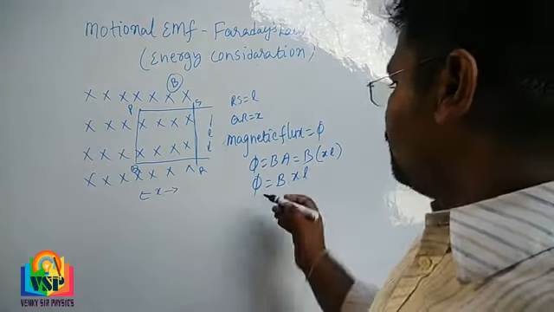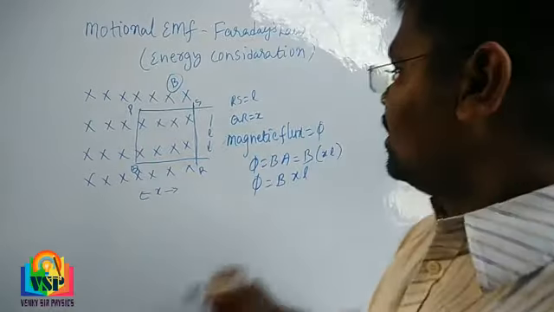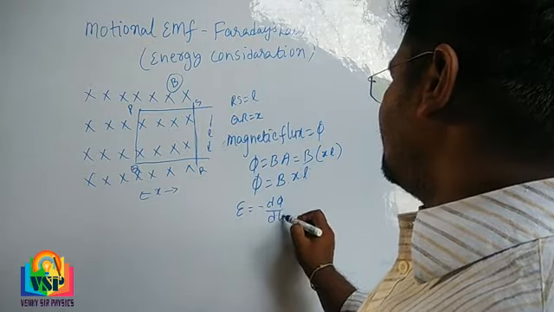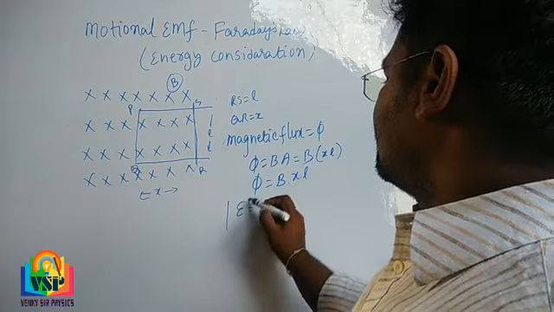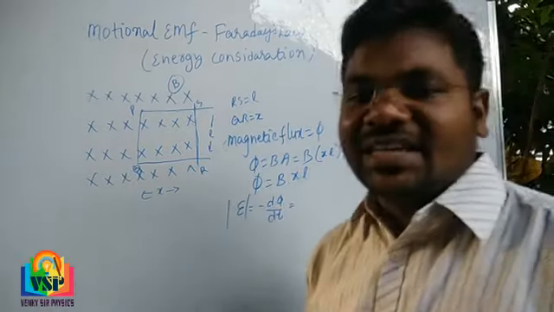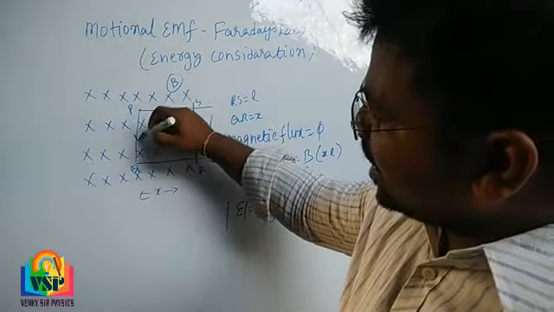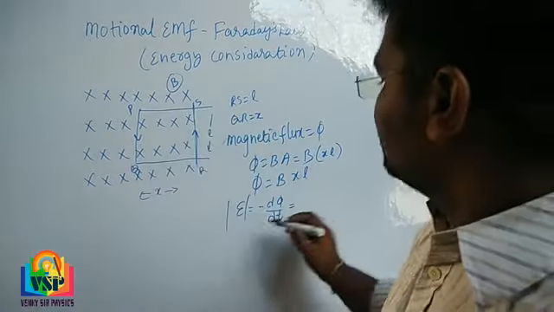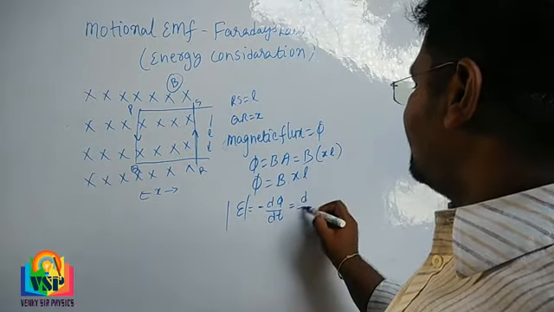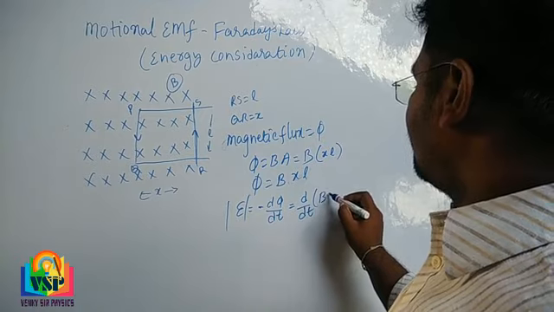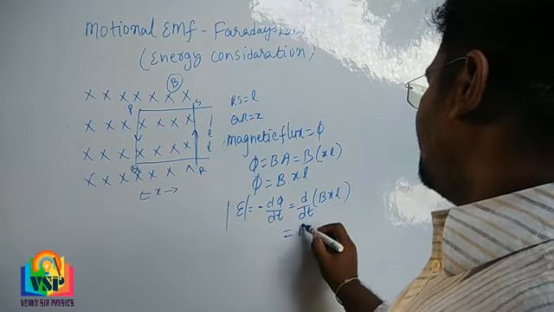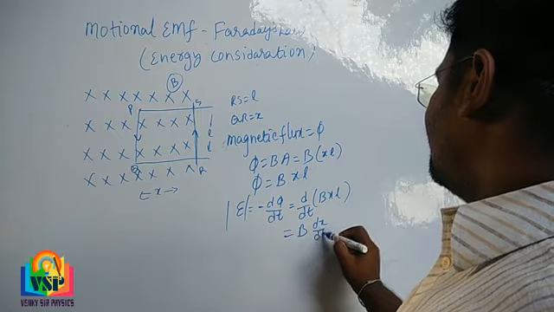If we know the magnetic flux, how can we find the induced EMF? Induced EMF is equal to minus d phi by dt. The minus sign indicates the direction of the current, always P to Q. According to Lenz's law, here we don't consider the negative sign. So it is d by dt of BxL, which is B into dx by dt into L.